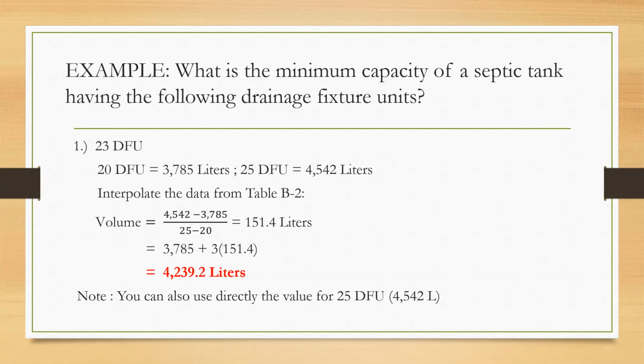So ang gagawin ko po dyan, kukunin ko yung value ng per DFU in excess sa 20. So that is equivalent to 4542 minus 3785, ileles ko ng 25, i-divide ko ng 25 minus 20. So 5 po yon. So sa kada isang DFU, equivalent po nun ay 151.4 liters in excess sa 20. Kasi iba rin po yung interval between 15 to 20. Okay? So the volume will become 4239.2 liters or 4.24 cubic meters.